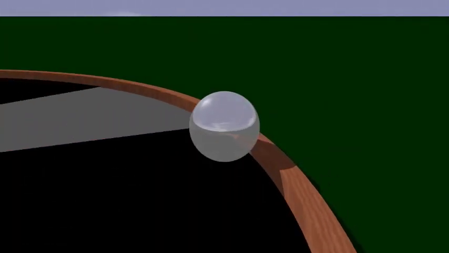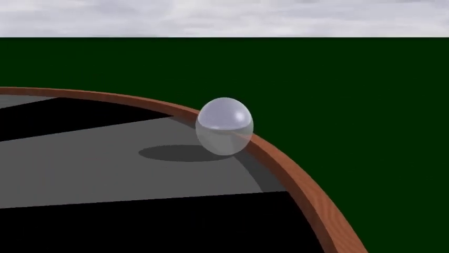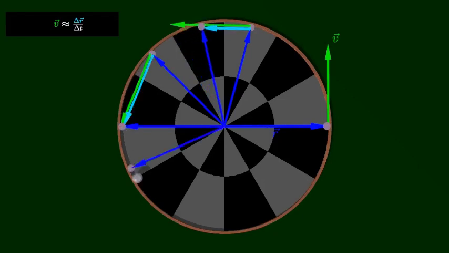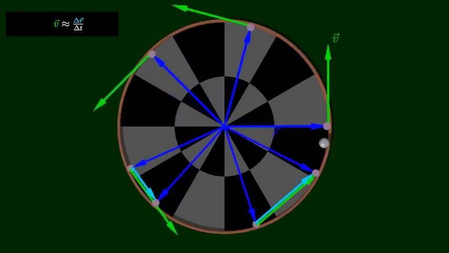In uniform circular motion, an object travels around a circle at a constant speed. The velocity of the object is the rate of change of position with respect to time. For an object to move on a circle, it is the force that always deflects it towards the center of the circle that is called centripetal force. Note that the direction of the velocity vector is always tangent to the circle.